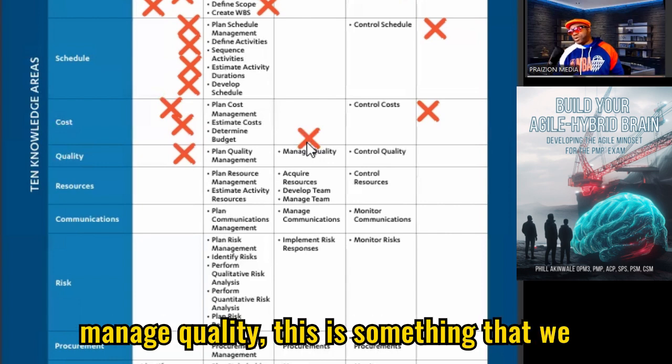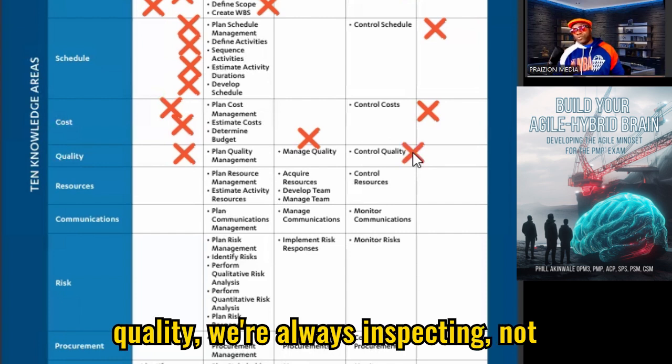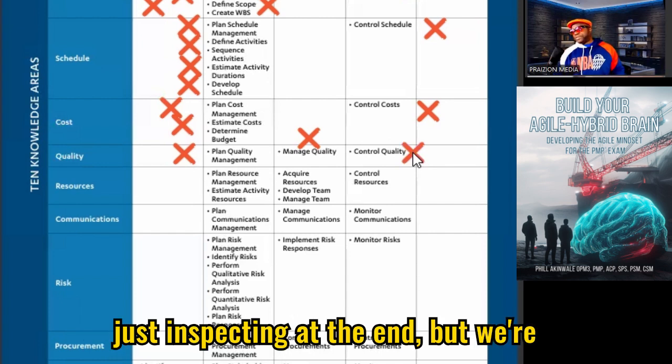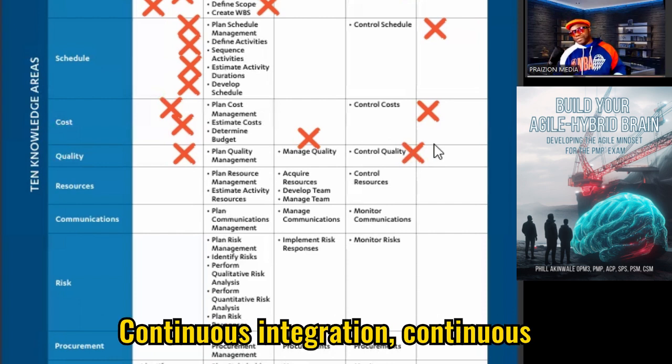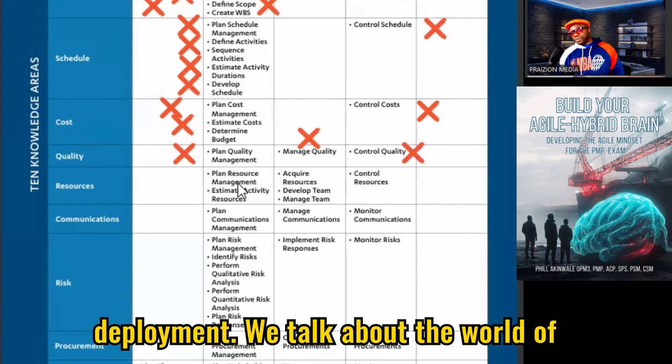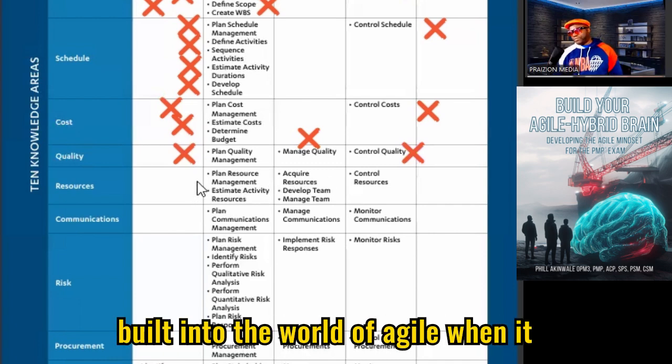When it comes to manage quality, this is something that we do all the time. When it comes to control quality, we're always inspecting, not just inspecting at the end, but we're building it in. We talk about CI and CD, continuous integration, continuous deployment. We talk about the world of Kaizen. So all this stuff is already built into the world of Agile.